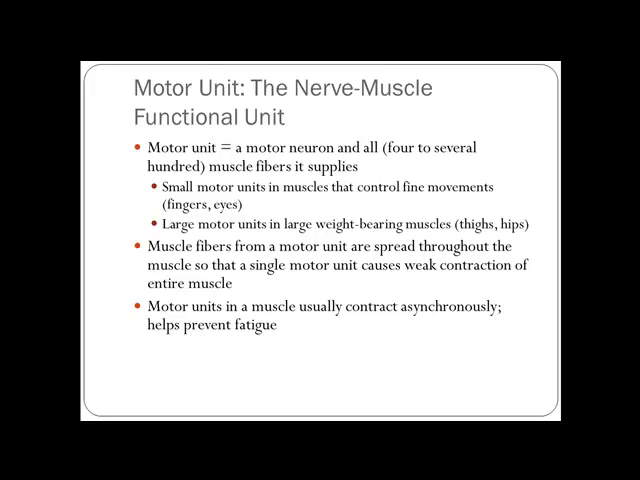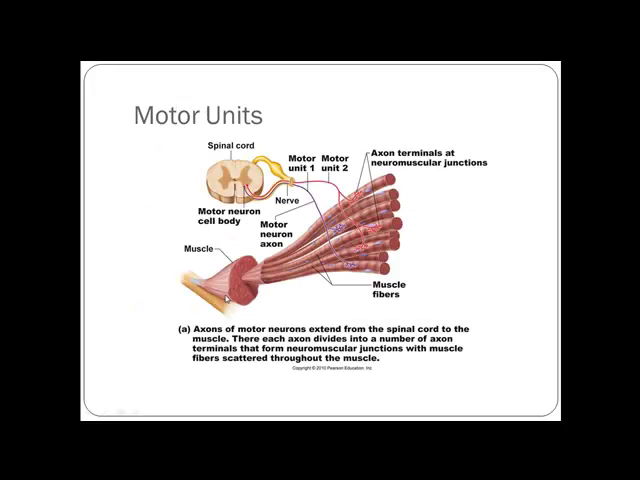The muscle fibers from a motor unit won't all be grouped together in a fascicle. I think I have a picture here. They wouldn't all be grouped together in one area. They'll be spread out. The reason why they're spread out is when a fascicle contracts, it contracts 100%. It's all or nothing. The way I get a stronger contraction is I contract more motor units.